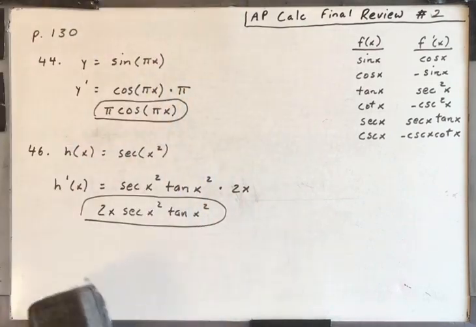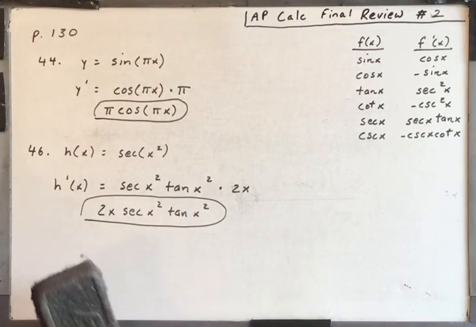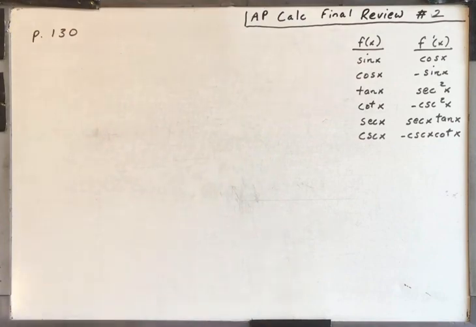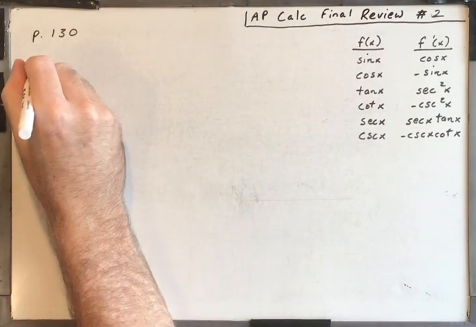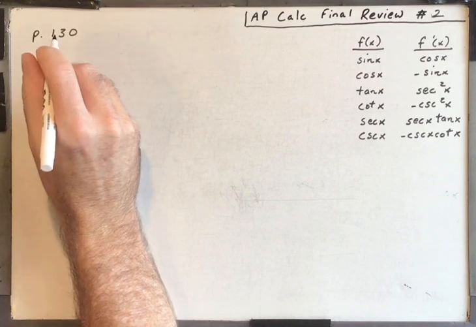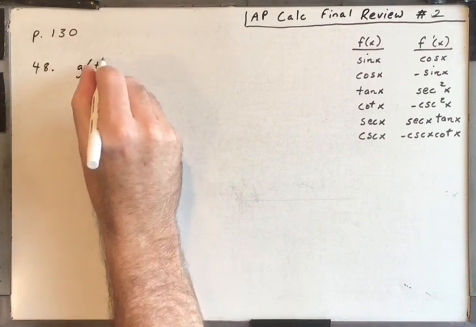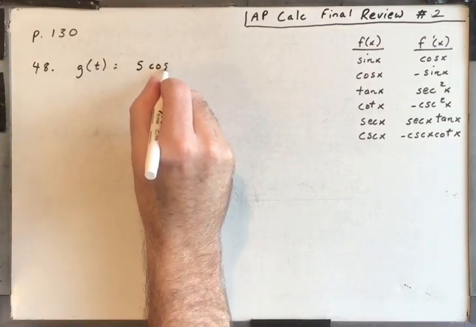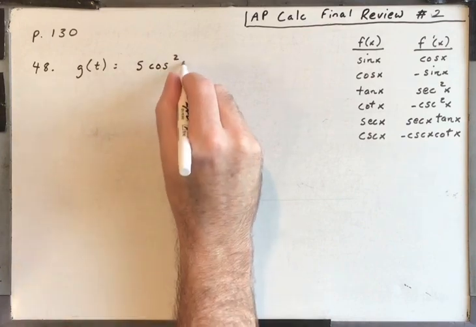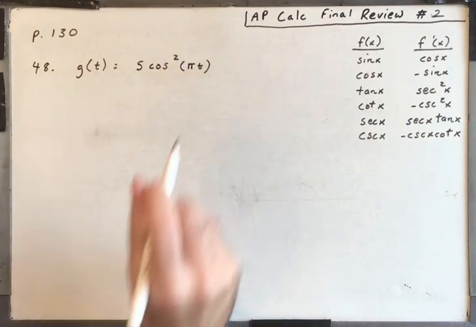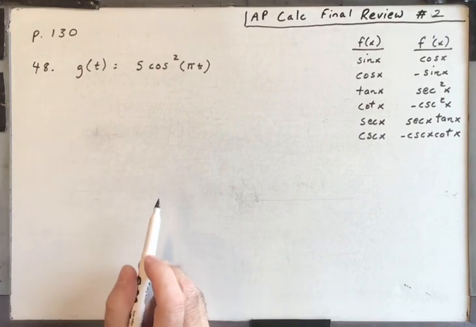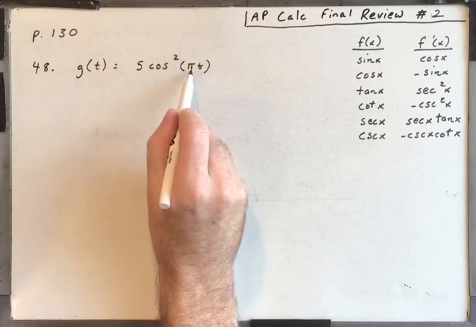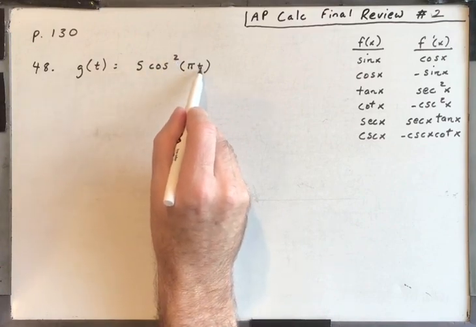Okay, we're going to get into a couple of 3-layer onions, so I'm going to erase, give myself a little more room. So this is number 48. And we have g of t is equal to 5 cosine squared pi t. Now here's what makes it a 3-layer onion, meaning you have to do the derivative 3 times. That's squared, and that it's not just t, it's something other than t.